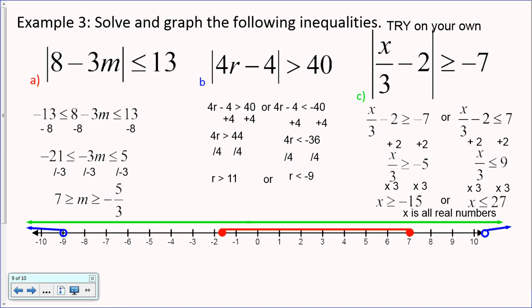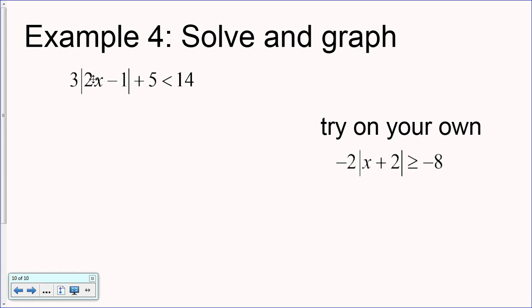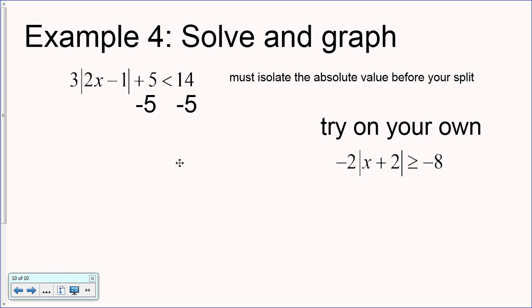Alright, so last one is try on your own. It's solve and graph it. So this one we're going to do together. So here, like I said with the equations that we did for our exit ticket, you must isolate the absolute value before you split anything in an equation or an inequality. So I'm going to get the absolute value by itself by subtracting 5 from both sides. It's going to give me 3 times the absolute value of 2x minus 1 is less than 9. Divide by 3 on both sides. You get the absolute value of 2x minus 1 is less than 3.